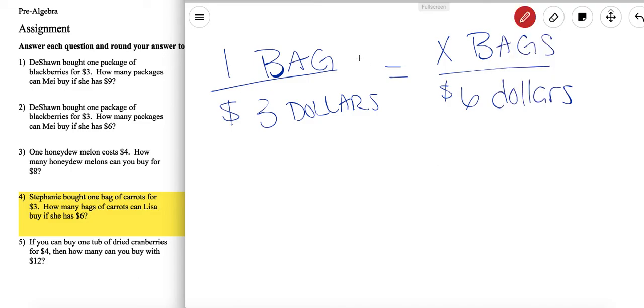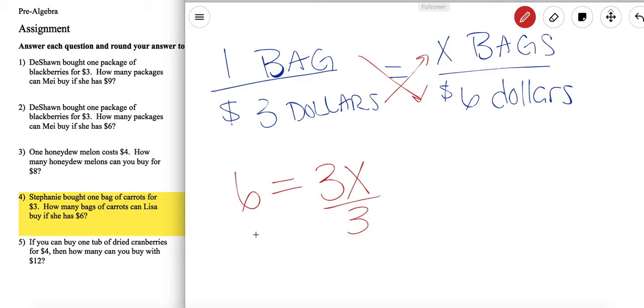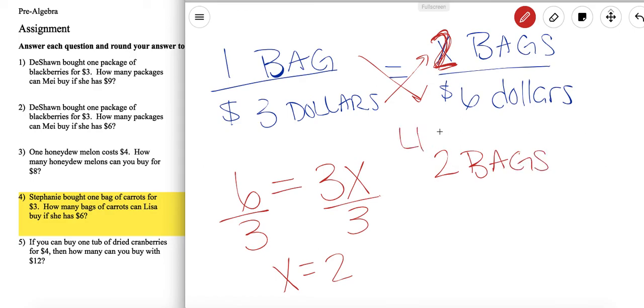Now, cross multiply. 1 bag times $6 gets me 6 equals $3 times x gets me 3x. And then trying to get our x by itself, we're going to divide by 3. And we get the answer of 2. What does this mean? This means that x equals 2. So that means that I can buy 2 bags. Lisa can buy 2 bags.